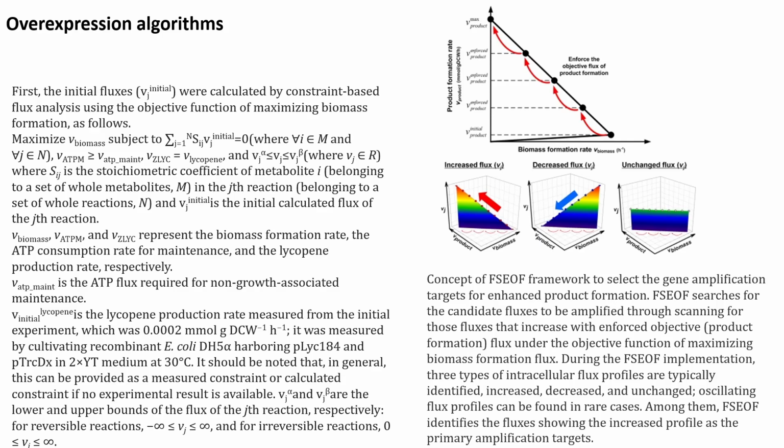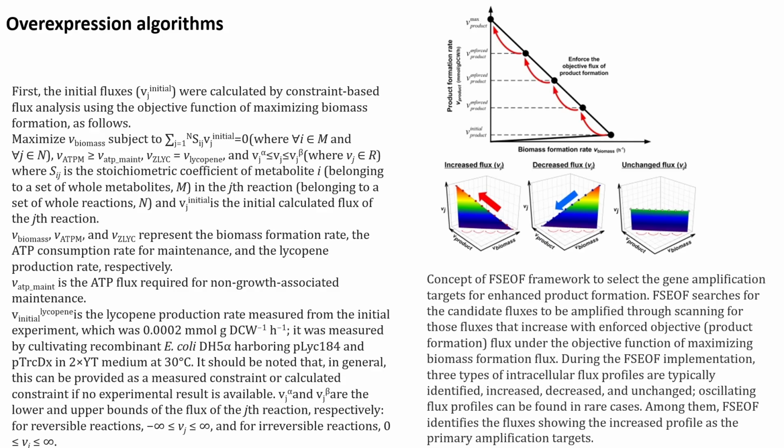And your V alpha and V beta are your lower and upper bounds of the flux of the jth reaction. So in the FBA that we looked at, you have an upper and lower bound of your solutions, and you have all the solutions inside them.